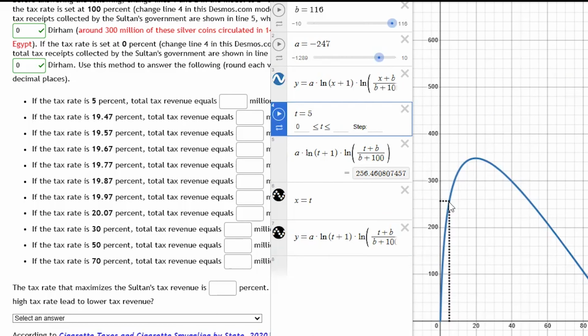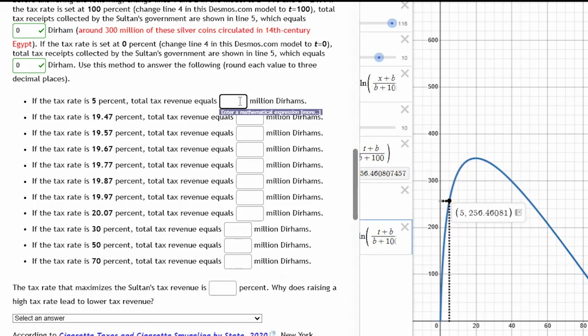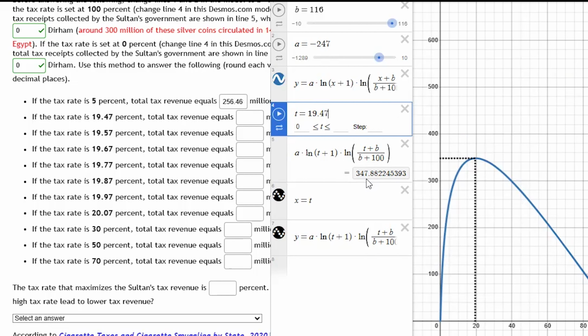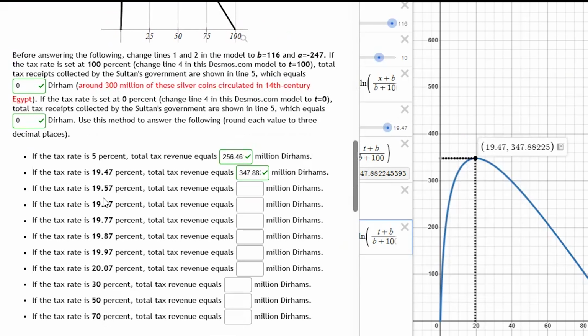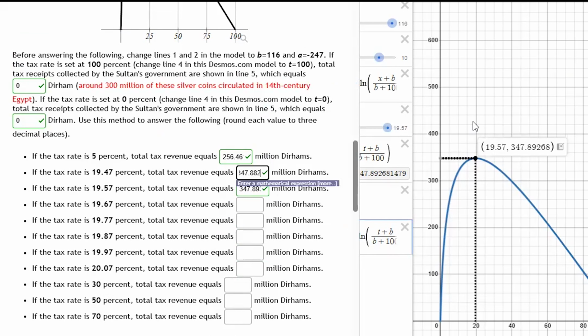So at 5%, tax revenue is 256.46081. We want 3 decimal places. So 256.461. This 8 in the 4th spot makes the 0 in the 3rd spot 1 when we round it. If the tax rate is 19.47%, the revenue is 347.882. If the tax rate is 19.57, the tax revenue is 347.893. At 19.47, tax revenues aren't quite as high as they are at a tax rate of 19.57.